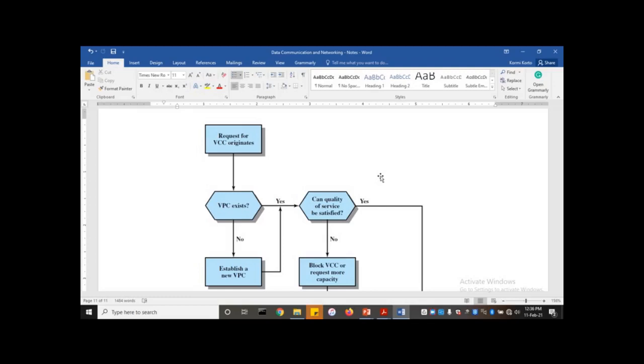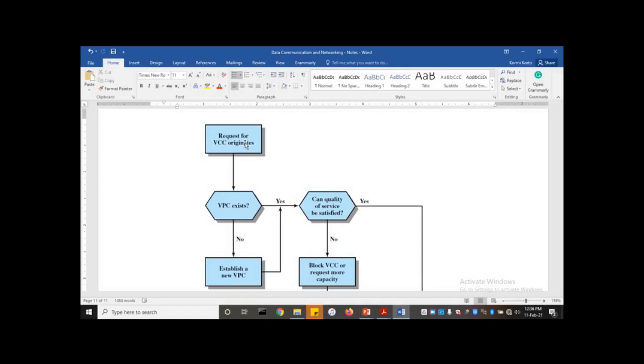so this is a flow diagram, not a context. This is a flow diagram of how an ATM really switches information or hands information back and forth from the VCC to VPCs. Okay, so the first request originates from the VCC requesting a path, and if a path exists, then the quality has to be guaranteed.